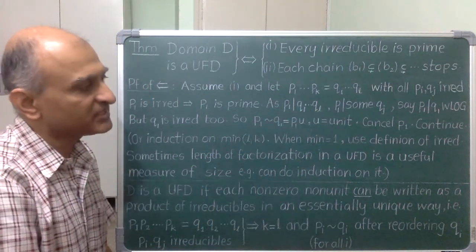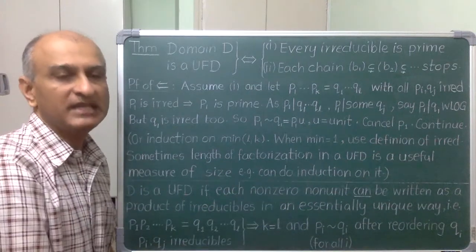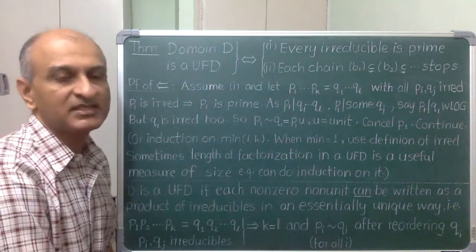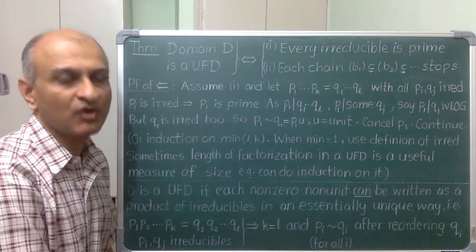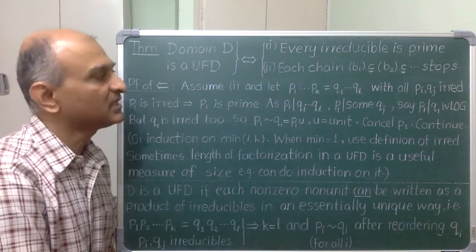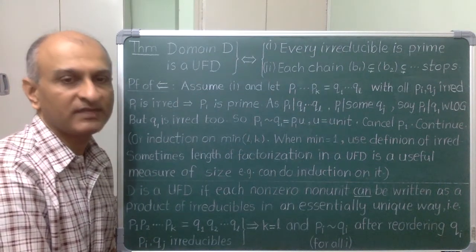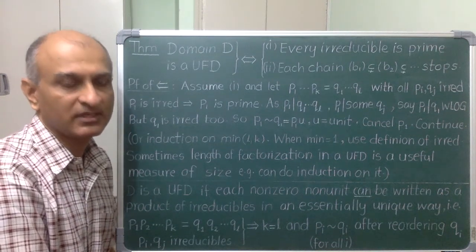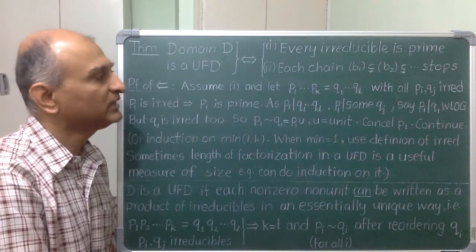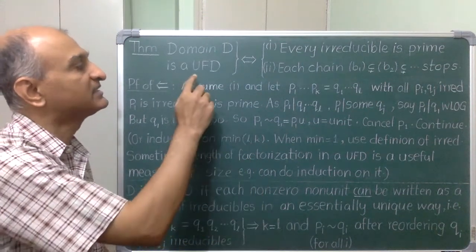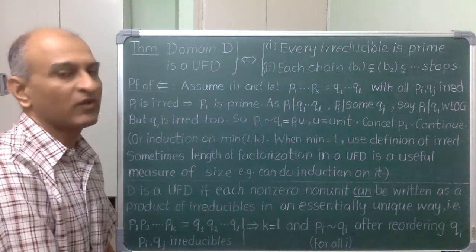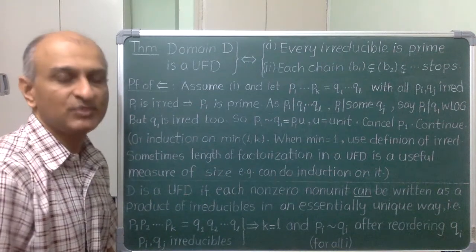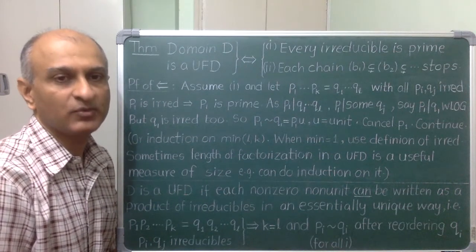Alright. Instead of saying continue, we could have done induction on the minimum of k and l. The base case of the induction is then just the definition of irreducibility. Sometimes the length of a factorization in a UFD can be a useful thing. For example, you can do induction on it as we did over here. Alright, now the only thing that is left is to show existence of factorization. For this, we will use only condition 2. This is the only place where some new reasoning is required, so see if you can do it.